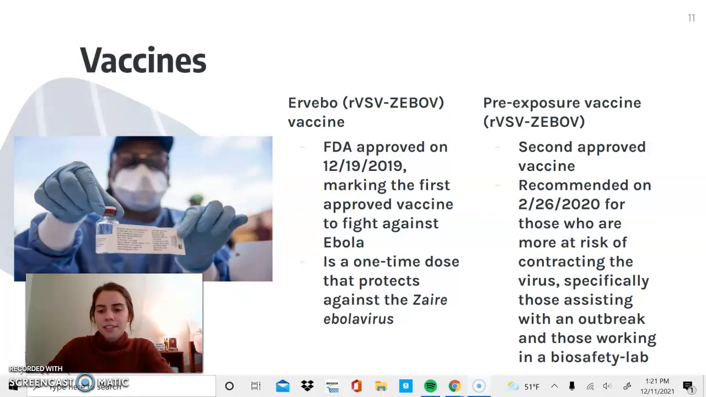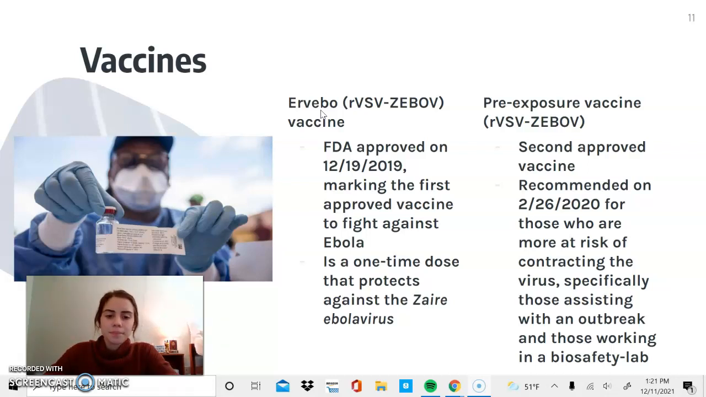So there are two different vaccines to prevent Ebola virus. The first one is Ervebo, which was approved by the FDA in December of 2019, so 2 years ago. And this is a single-dose vaccine, which is the first type of vaccine that the FDA approved. The second type of vaccine is the pre-exposure vaccine, which is a little bit different from Ervebo because it is only for those who are extremely susceptible to Ebola, such as those working in biosafety level 4 labs and those who are actively assisting in an outbreak.